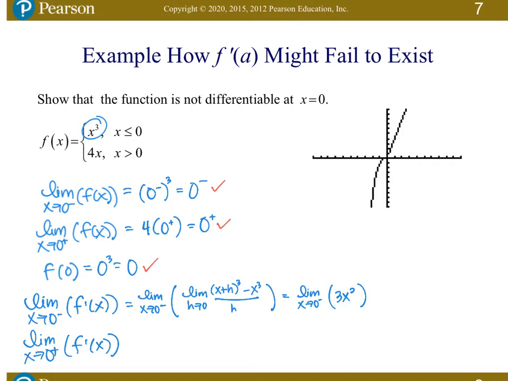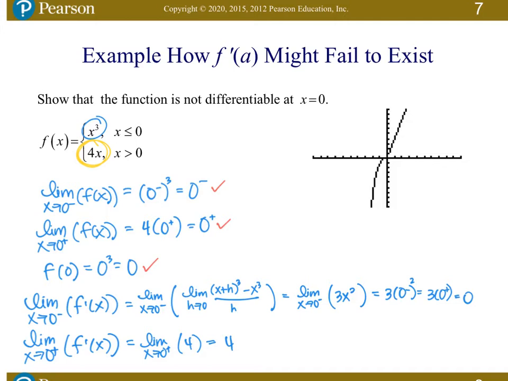I still have my limit as x approaches 0 from the left on the outside. And so then I'm going to plug in 3 times 0 from the left squared. That would be 3 times 0 plus. But either way, that turns out to be 0. Now let's check the limit on the right. Now the limit on the right is 4x. That's not a curve, that's a straight line. That straight line has a slope of 4, which is a constant, and so the answer is 4.